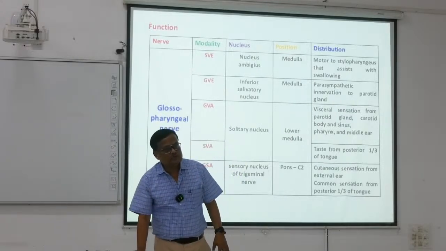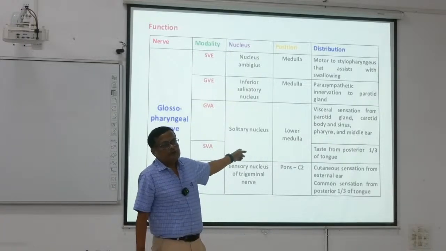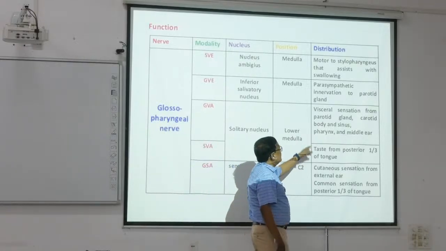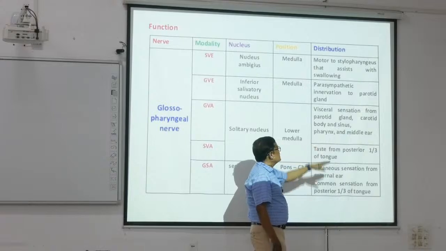NTS, remember? 9th, 10th and 7th, and among them this is the 9th. So it supplies taste from posterior 1/3 of the tongue and visceral sensation from parotid gland, carotid body, sinus, pharynx and middle ear.